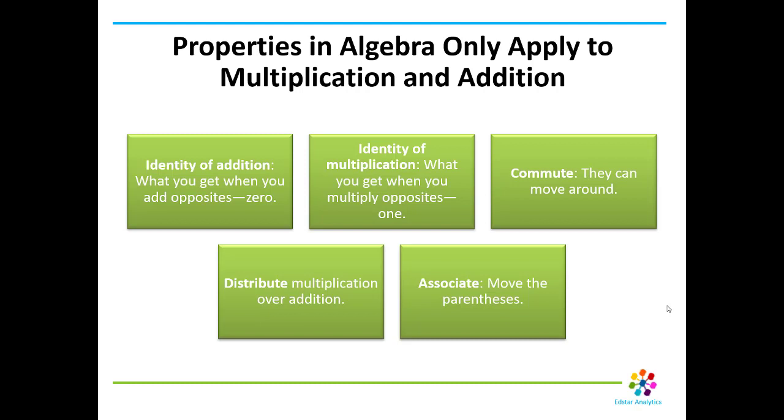And then the property, we have the commutative property, but just think of the root word, because then it makes more sense to you because you know the word commute. Commute means they can move around.